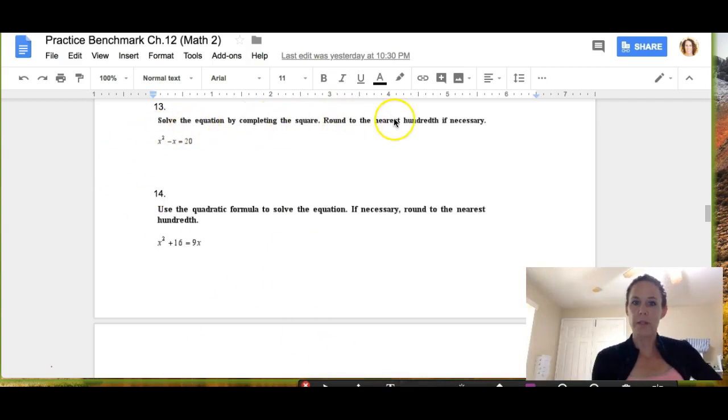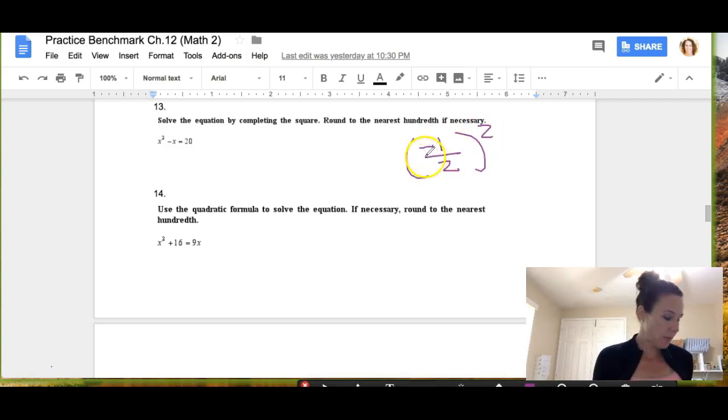All right, we want to solve this guy by completing the square, rounding to the nearest hundredth if necessary. Let's go ahead and solve this by completing the square. Now, 20 doesn't give us a perfect square. Our perfect square would come from the middle term, which is negative 1. We divide that by 2 and we square it. So negative 1 divided by 2 is negative 1/2. And if I square negative 1/2, I'm going to get positive 1/4. And that is not the value here.